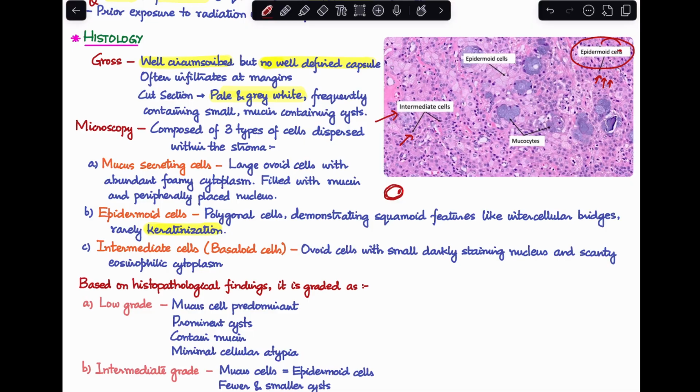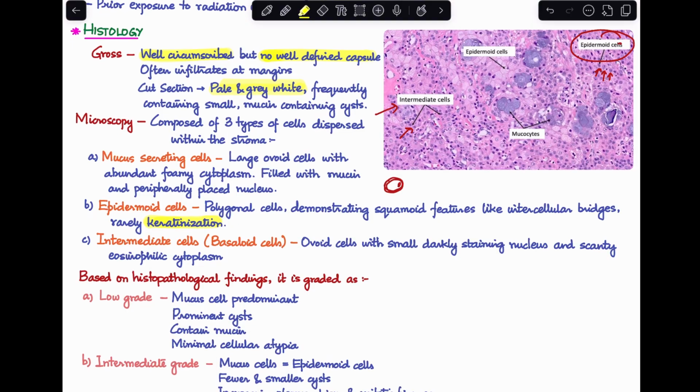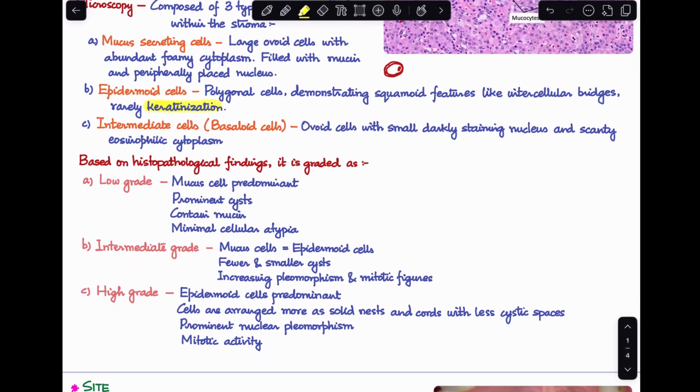Now, depending on the histopathological findings, we also grade this tumor into low grade, intermediate grade, and high grade. Now, how does this differentiation occur? So, in low grade tumors, mostly we see more mucus cells than epidermoid cells. We'll see a lot of cysts, and because we have more mucus cells, this will contain mucin, and they have very minimal cellular atypia because atypia is a feature of a high grade malignancy.